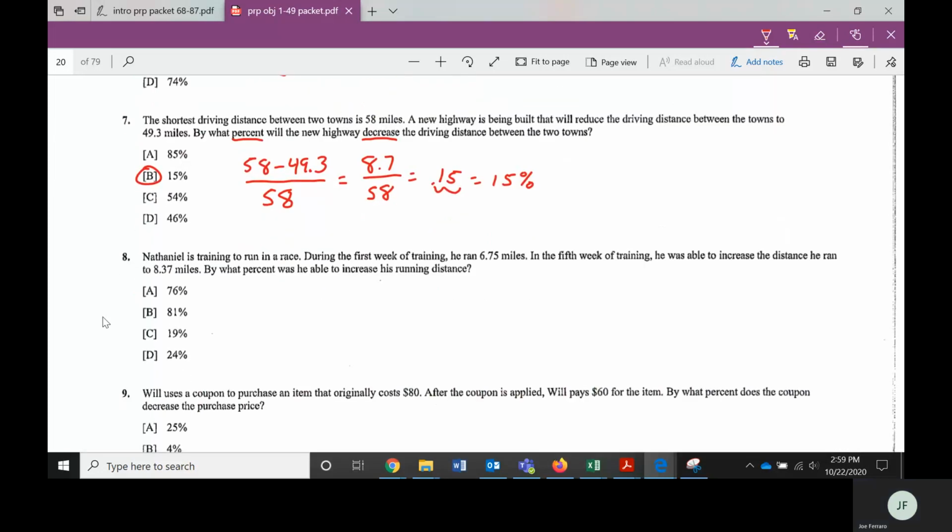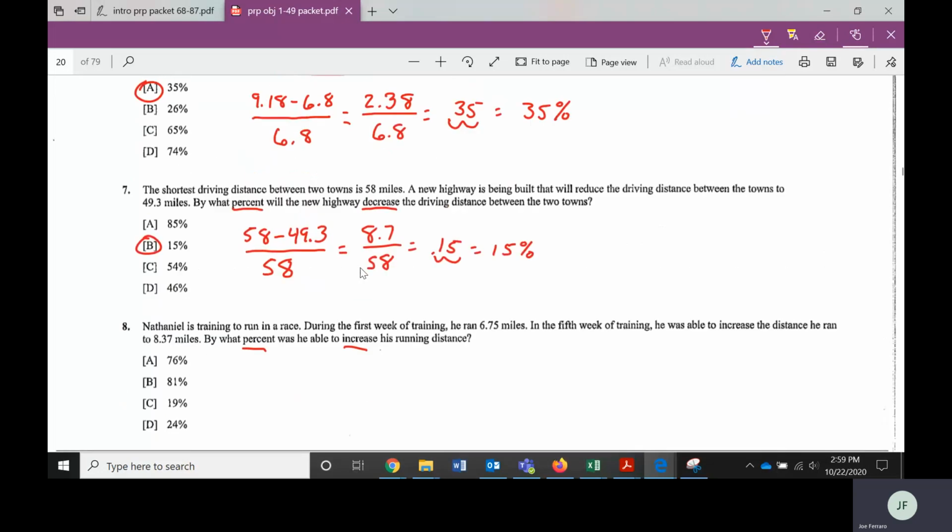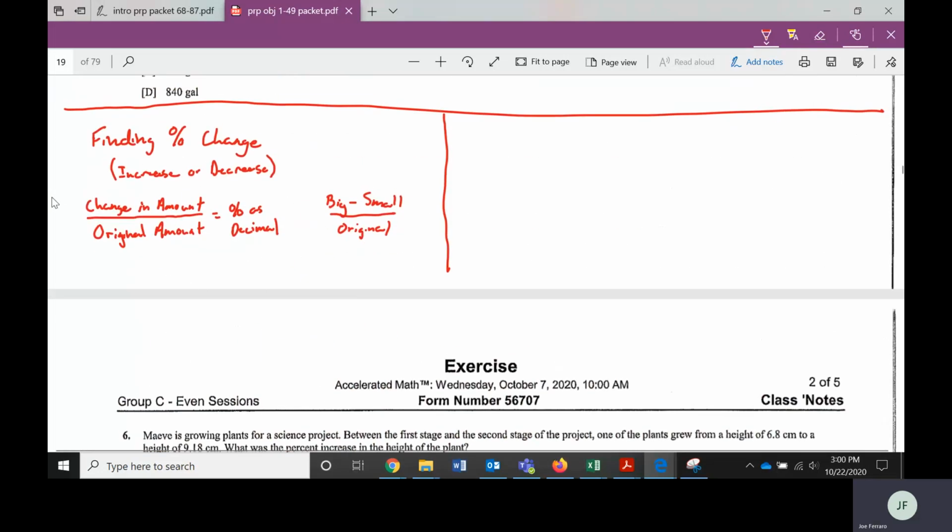Number 8. He's training to run a race. During the first week of training, he ran 6.75 miles. In the 5th week of training, he was able to increase the distance he ran to 8.37 miles. By what percent was he able to increase his running distance? So, again, by what percent was he able to increase? So that's a percent change. So again, we're using this from the notes. Find the change in amount over original amount.